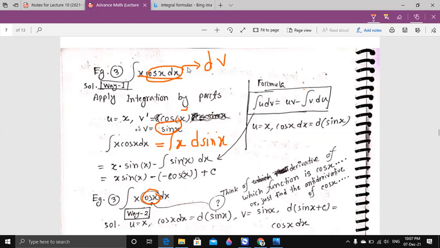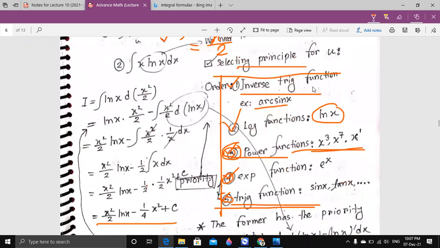Okay. So here we know the formula from previously: the integration of u dv is equal to uv minus the integration of v du. So we need dv from the formula, but here we don't have dv, we have dx, right? And if you look at the other things here, we have cos x and we have x.